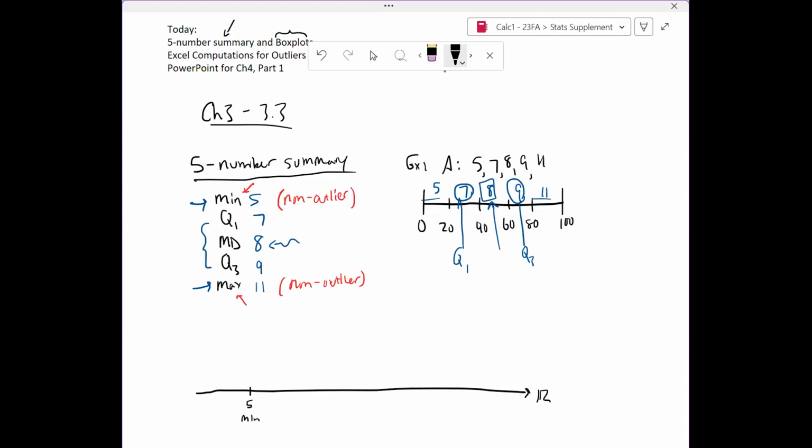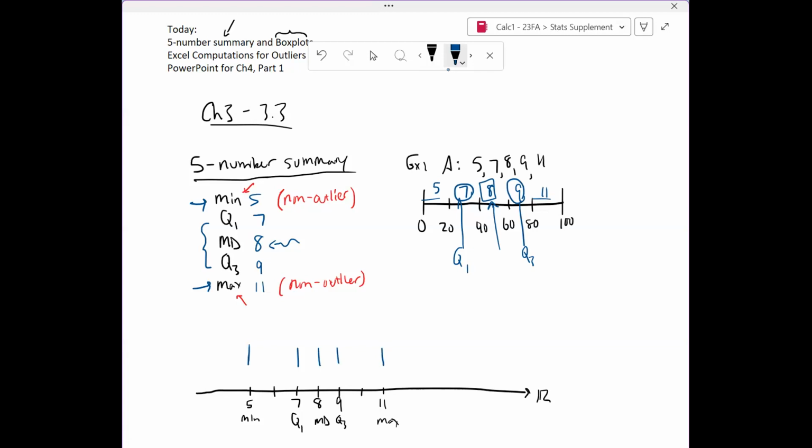The min of 5, the Q1 of 7, the median of 8, Q3 of 9, and the max of 11. And what I'm going to do is I'm going to draw my box plot, my graphical representation above this real line, just in this empty space up here. So I'm just going to draw a vertical tick mark above the min, Q1, median, Q3, and the max.